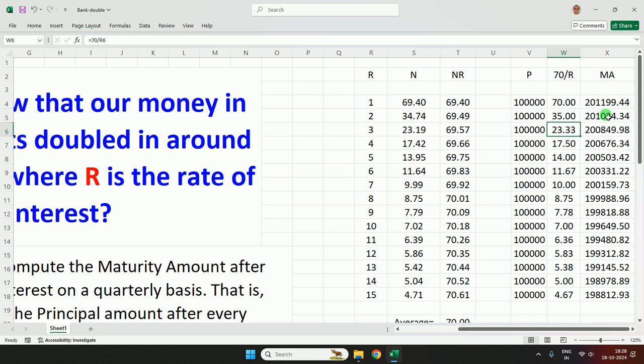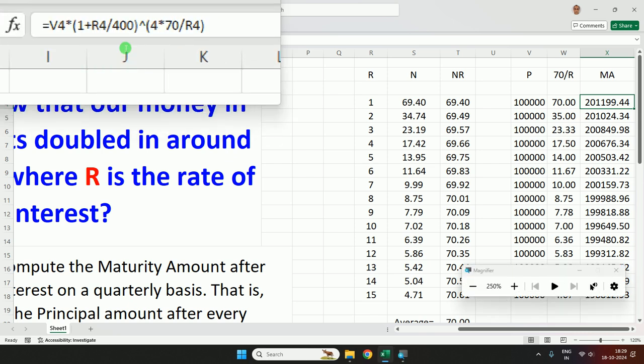And this is the maturity amount. If you see the formula, it is that formula only. B4 is the principal. And then 1 plus R4, the rate of interest, divided by 400, to the power 4 into 70 divided by R4, the rate of interest. So in place of N, I have taken 70 by R. Again, I use the magnifier so that you can read it clearly. See, look at the formula. This is B4 into (1 plus R4 divided by 400) to the power 4 into 70 divided by R4, the rate of interest.